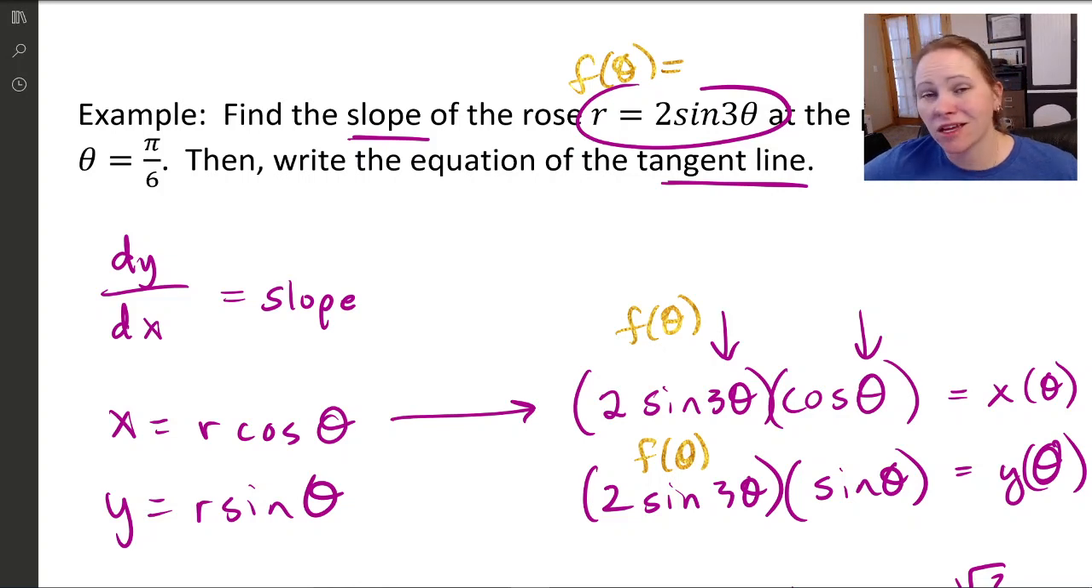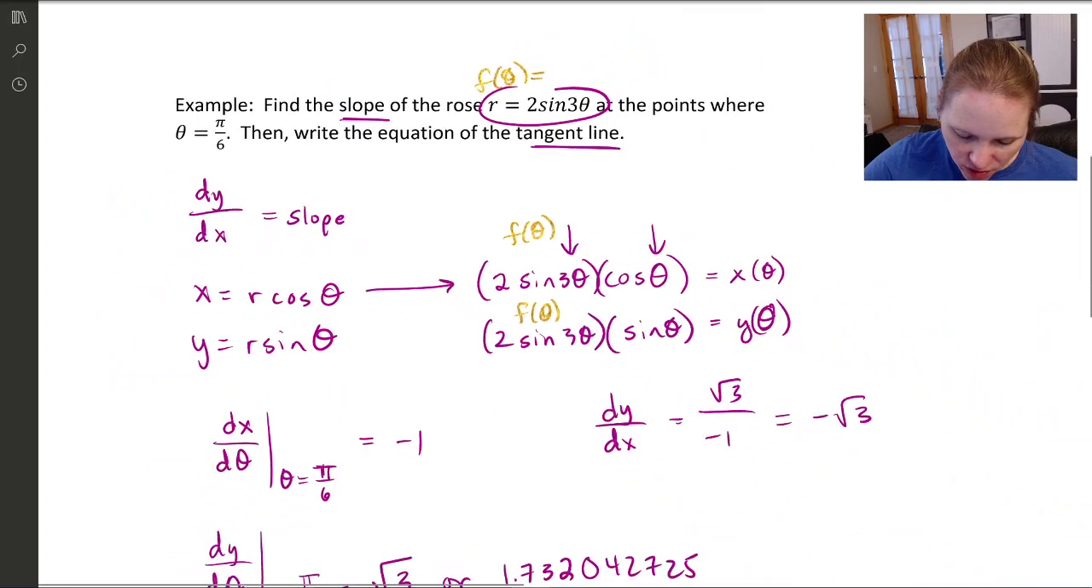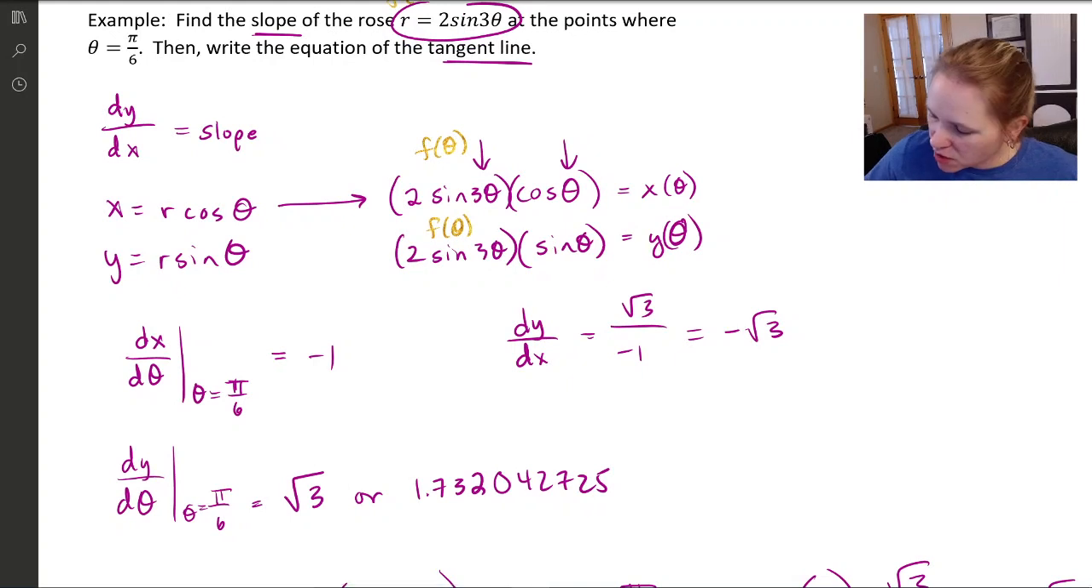And once we start thinking of them as parametric equations, really it's the same process. It's dy/dt over dx/dt, except now we're using theta instead of t. So the more that you practice with this, and try these problems out, finding the derivatives and writing those equations of tangent lines, the better you're going to get at these problems. Keep practicing. You can do it. You've got this.